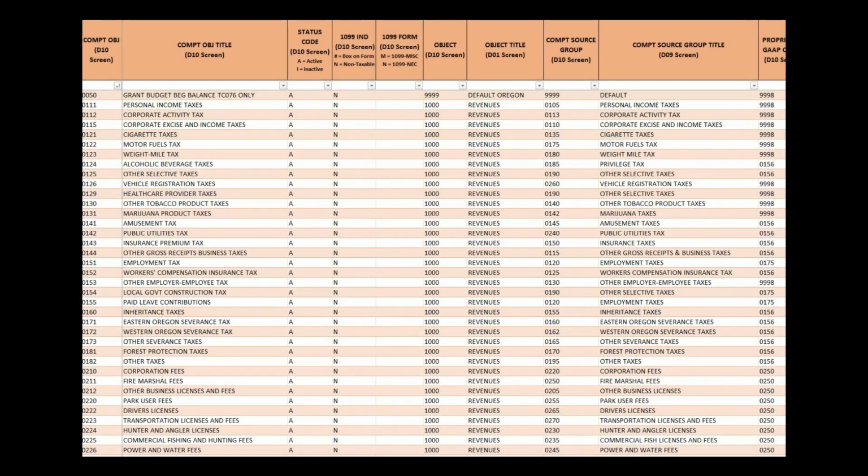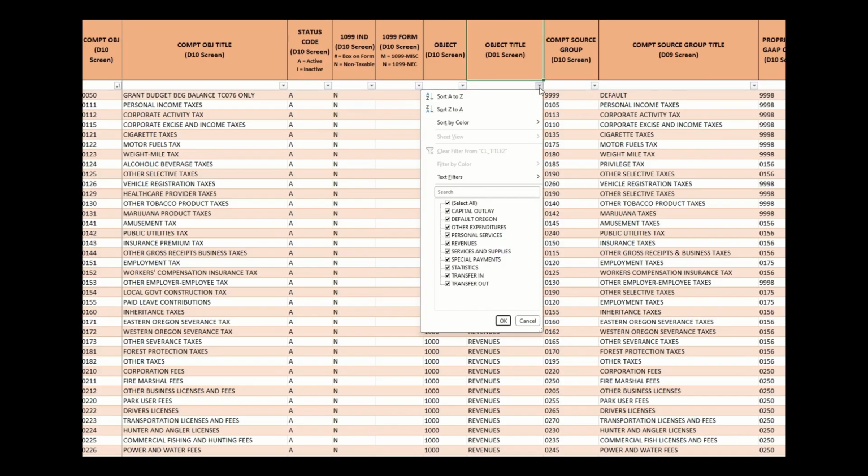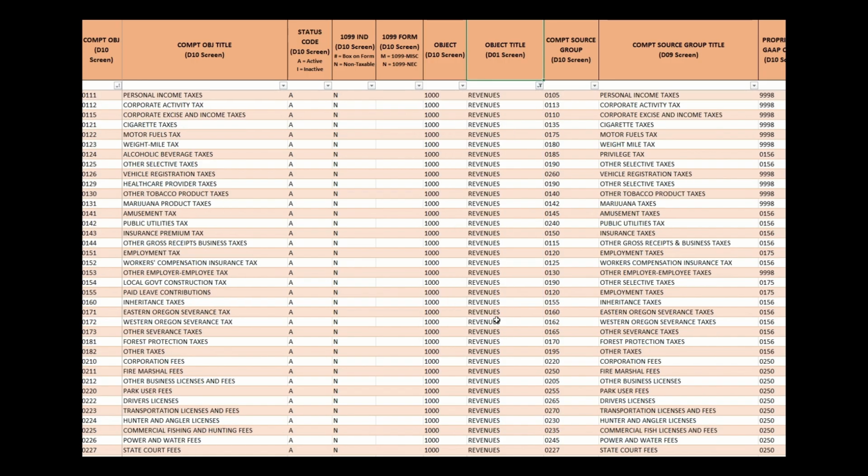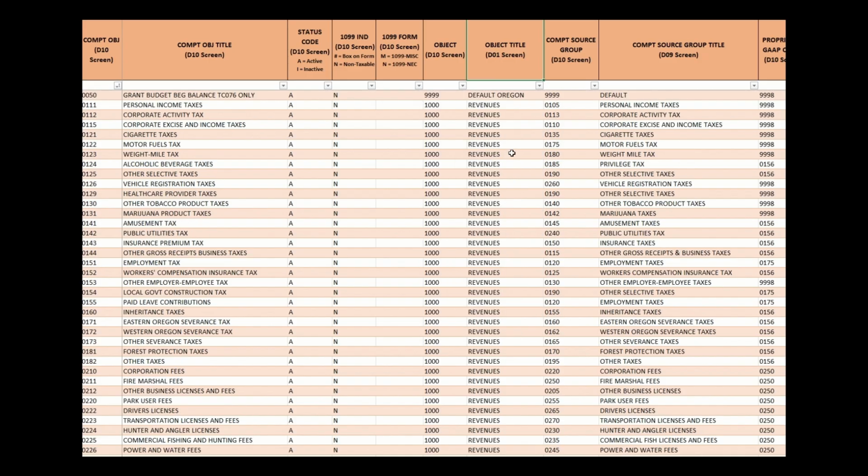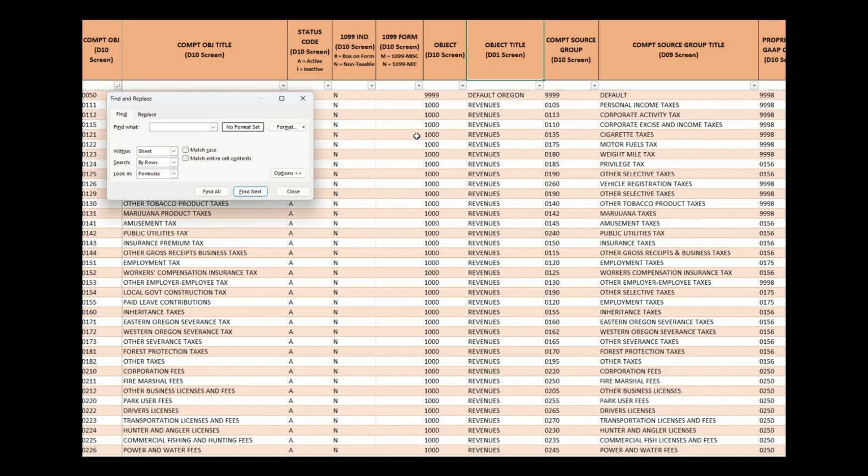And again, I just want to show the demonstration of it. All of our comptroller objects are listed in the spreadsheet. You can filter it. So maybe you're just looking for revenue and you want to filter by revenue, then you could do that. I can clear that. And again, I can just use my Control F.